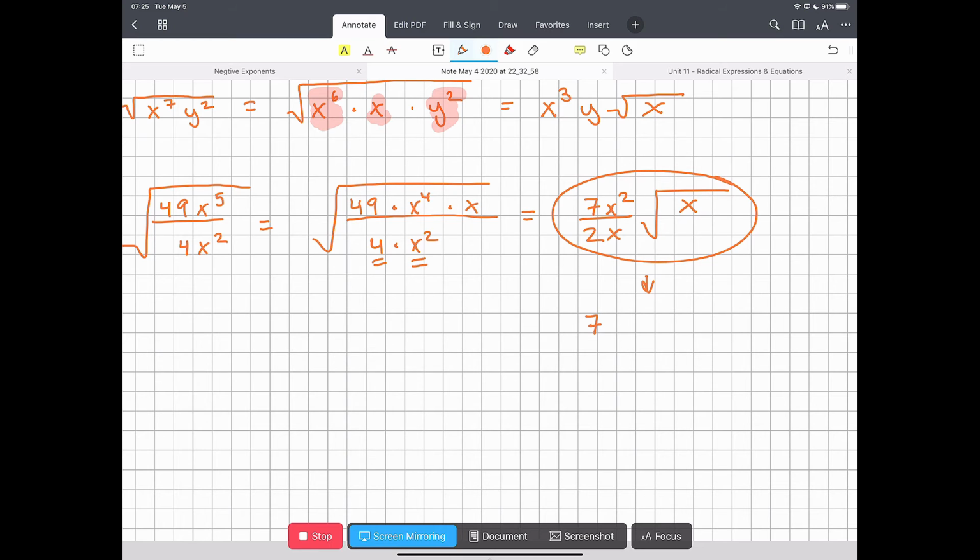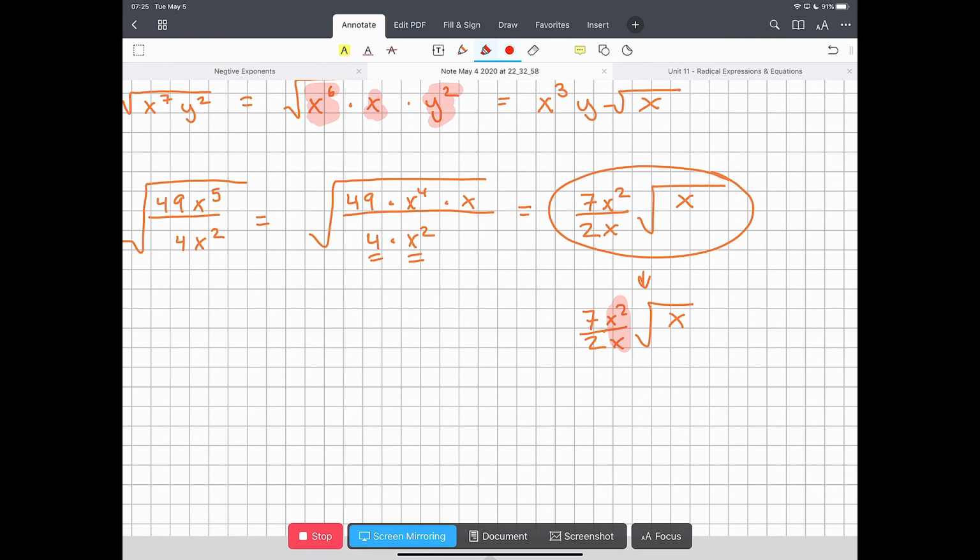So 7x squared over 2x times the square root of x. The x's here can be simplified. Right? They both have an x in common, so we can use our division rules for exponents. And dividing exponents with the same base, this would be 7x over 2 times the square root of x, and this is actually the simplified answer. This is the one that we want. On MathSpace, they may give you credit for it, but they won't count it as the final answer. So this is what we want.